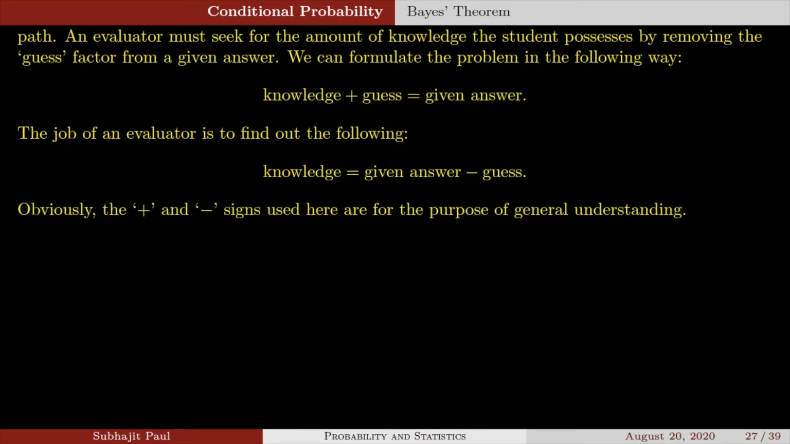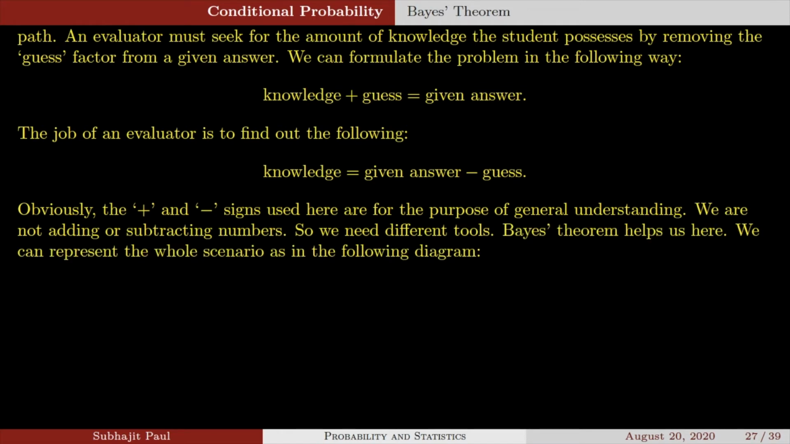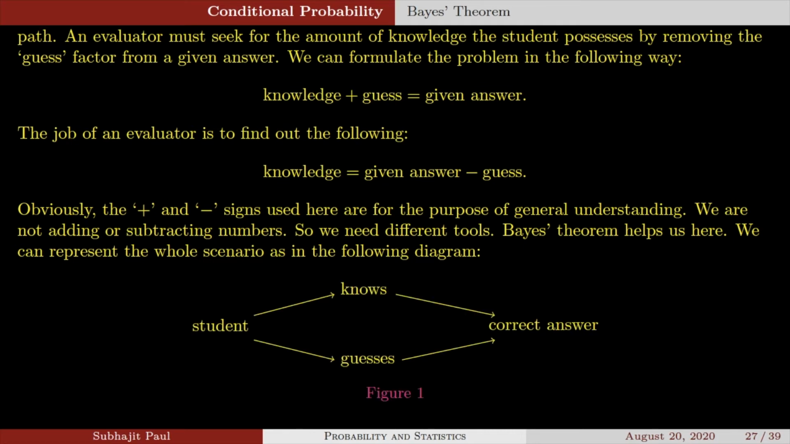Obviously, the plus and minus signs used here are for general understanding. We are not adding or subtracting numbers, so we need different tools. Bayes theorem helps us here. We can represent the whole scenario as in the following diagram. A student knows, hence gives the correct answer, or guesses the correct answer.